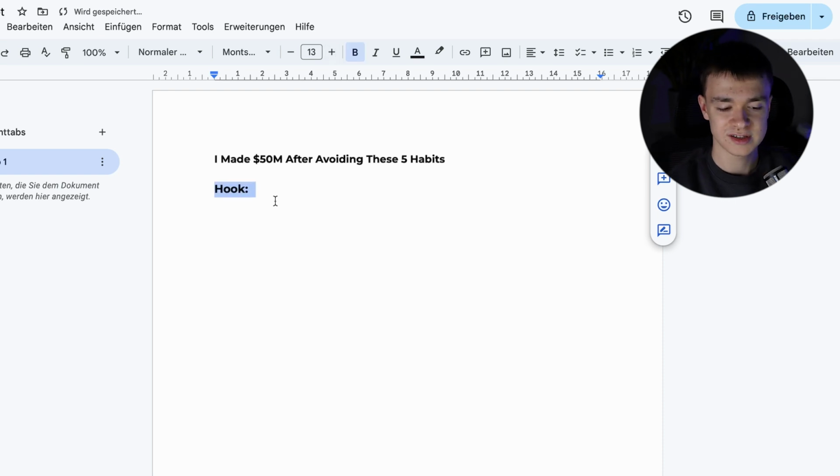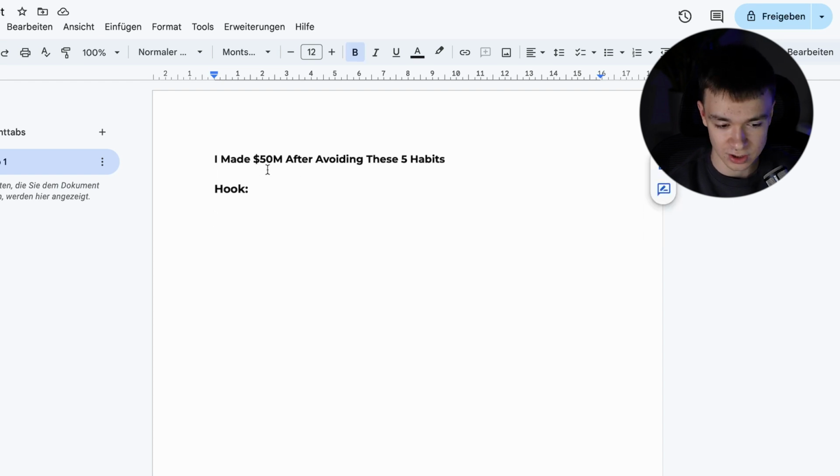So the hook usually consists of 3 things. It should consist of proof, it should consist of a plan, and a promise. This is a framework that Alex Hormozi quite famously established. But what does it mean? Well, proof is that the creator shows that he actually knows what he's talking about. So in this case, for example, proof is already in the title, I made $50 million.